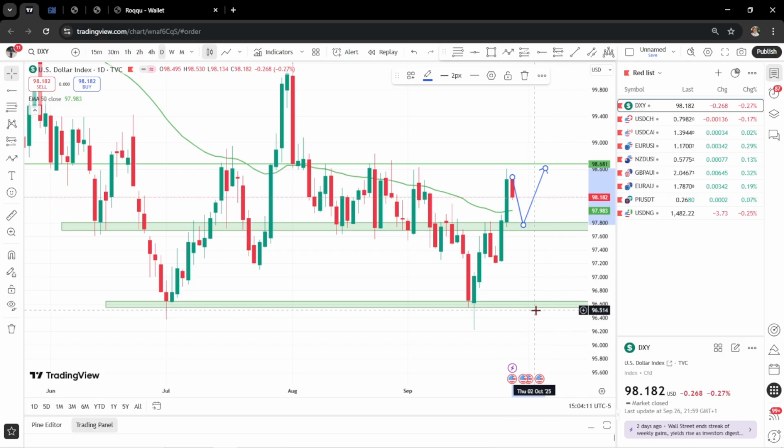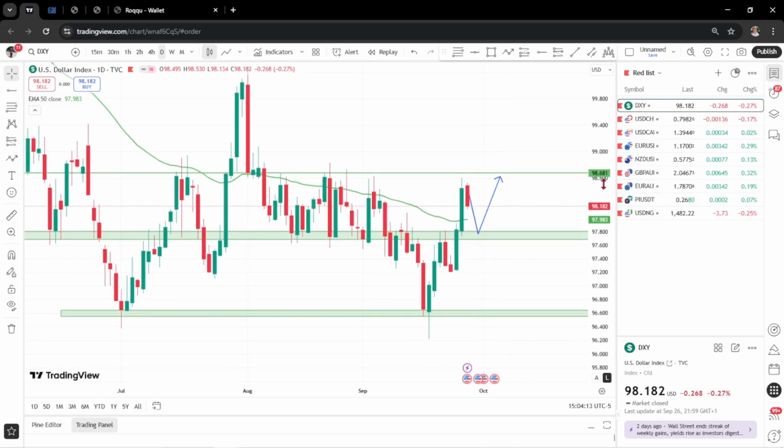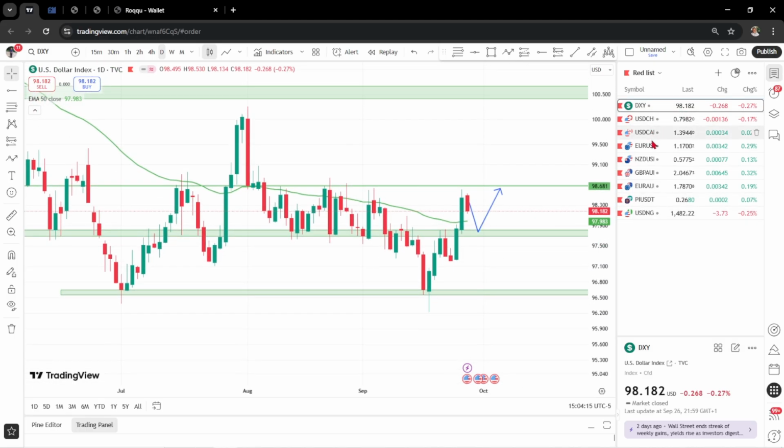Now I saw some setups on some other currency pairs. First of all, let's analyze the USDCHF.